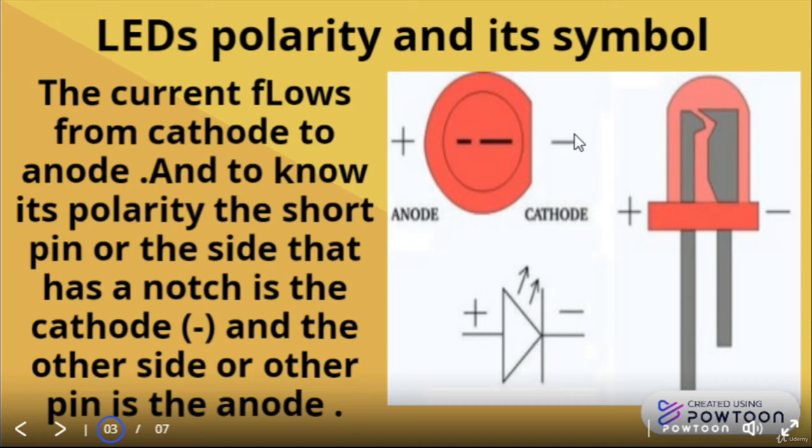If we see this image, this is the notch that does exist in the LED. The pin under this notch is the pin that must be connected to the negative. The other pin is the positive, or the pin that must be connected to the positive terminal. This is the symbol of this component that we are using in the electronic schematic.